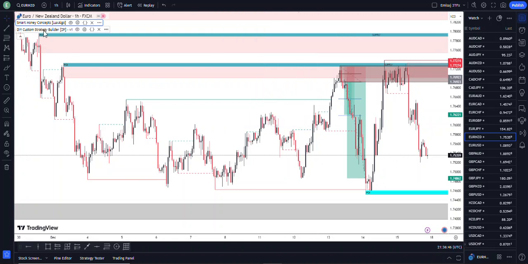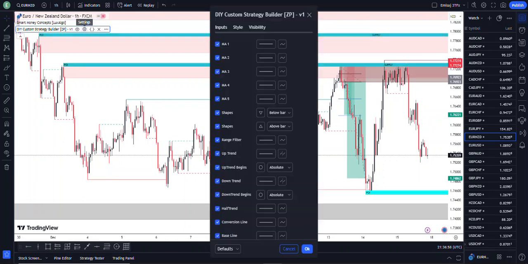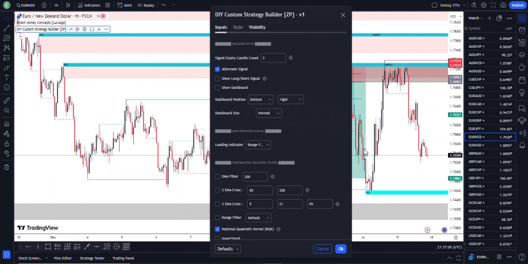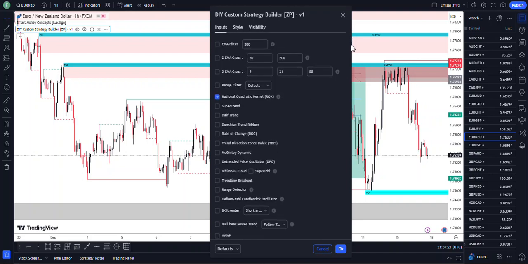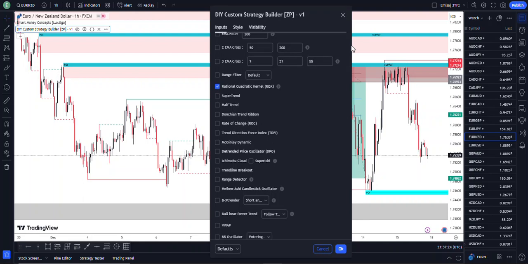Now the second indicator I have is a DIY custom strategy builder, right? So it's free. Both indicators are free on TradingView. Now looking at the setting here, we have a lot of settings here, but as I scroll down, you can take your time to pause the video and take the settings. So here I have alternate signal. Then you gradually scroll down, you have the rational quadratic kernel.